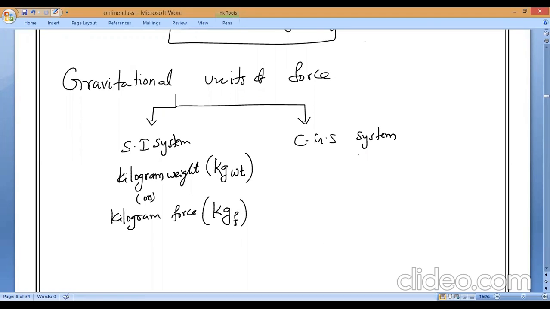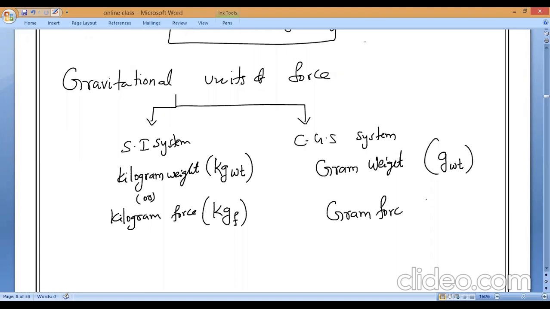Same way, if it comes to the CGS system, the gravitational unit of force in the CGS system, which we used to call gram weight, or we can say gram force. What we used to call? Gram weight. Okay, so we represent it like this, small g and wt, or else gram force, how can we represent? gf. Is it okay, Mitakshri?